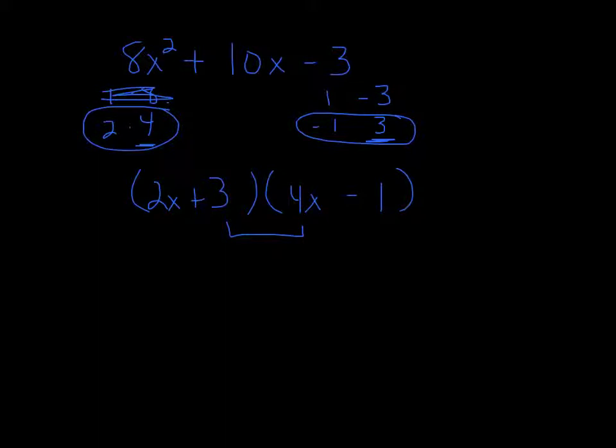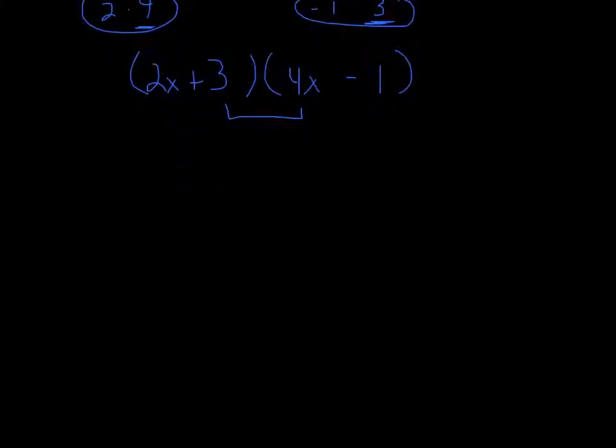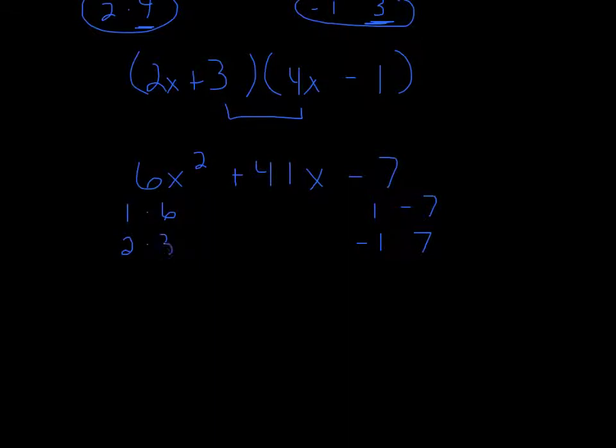Hopefully you're kind of feeling this a little bit better now, and you can kind of move ahead. Hopefully you did see already. If you haven't, pause it right now and give it a shot. I'm going to move this up so I can work on the last one. So I have 6x squared plus 41x minus 7. Okay, so the 7, we have 1 and negative 7, or negative 1 and 7. And then 6 can be 1 and 6, or 2 and 3.